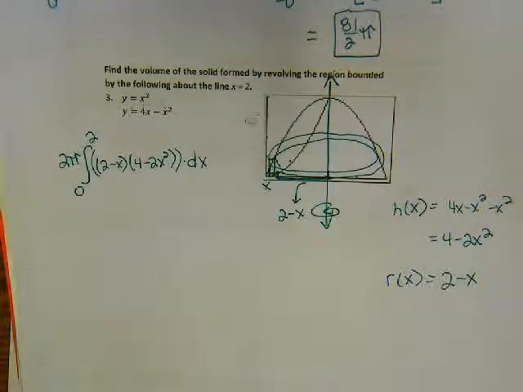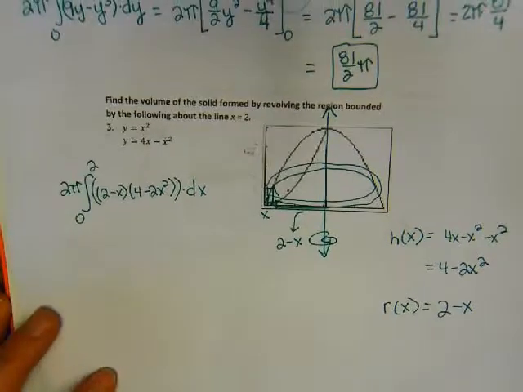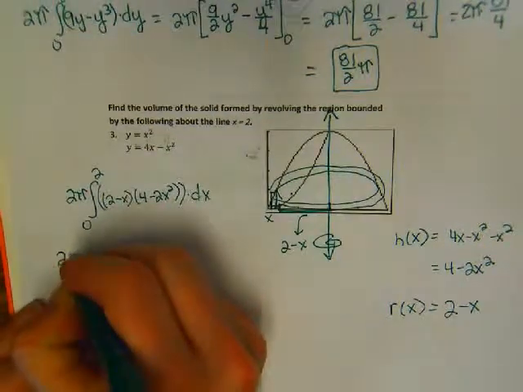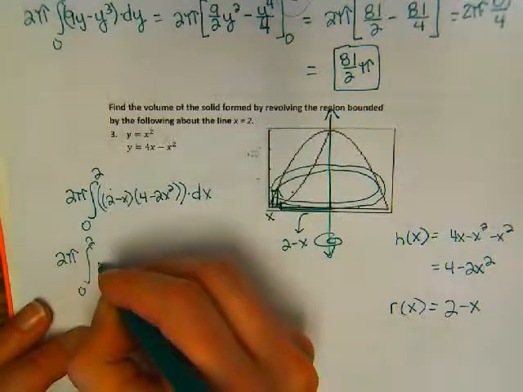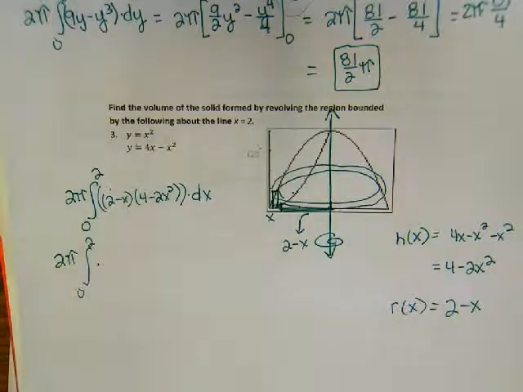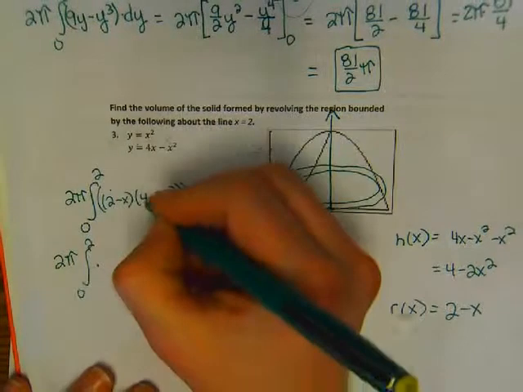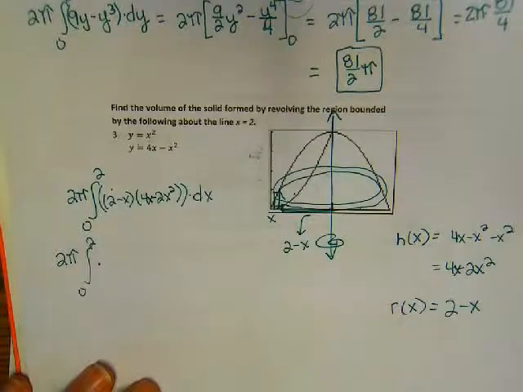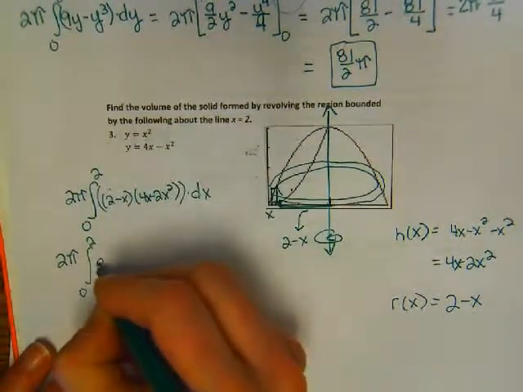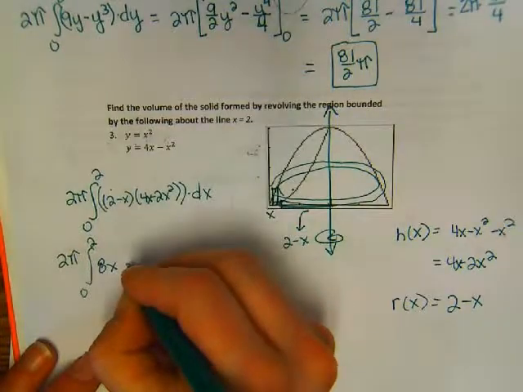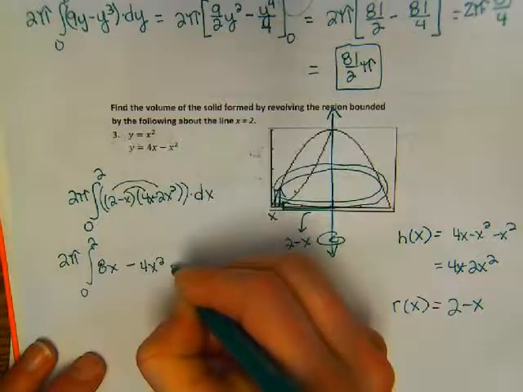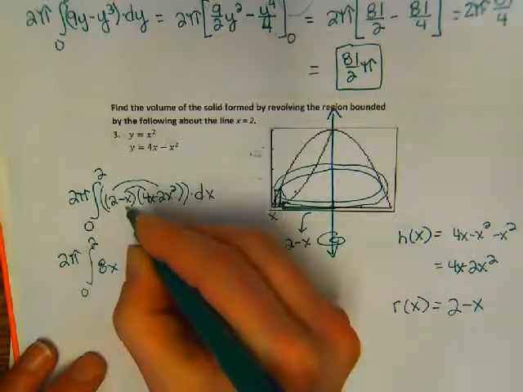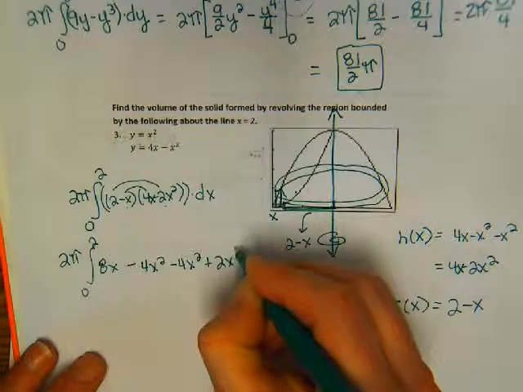Okay. Let's expand it. So we have, let's see, 2 times 4x, oh, did I forget something? Yeah, you forgot to put the x out. I did. I was looking at my work. That's supposed to be an x. Okay. We have 8x, right? Minus 4x squared, minus 4x squared, plus 2x cubed.